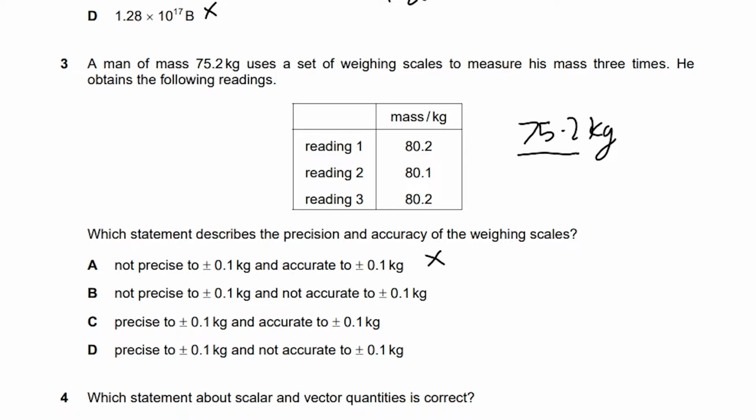So let's exclude A and C. Now we have B and D remaining. Are they precise? Yes, they are precise because we have 80.2, 80.1 and 80.2 kg, and these readings are close to each other, so they are precise. So B can be the answer. They are precise but not accurate. D is the answer.